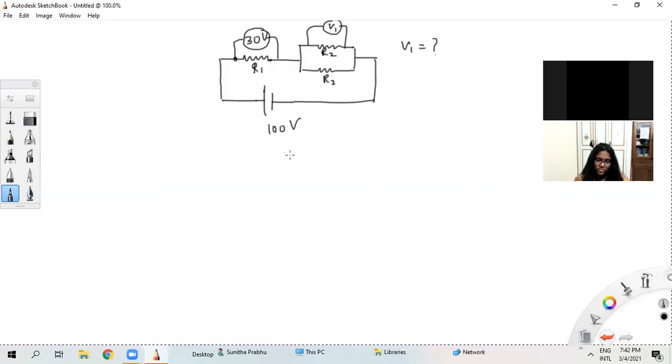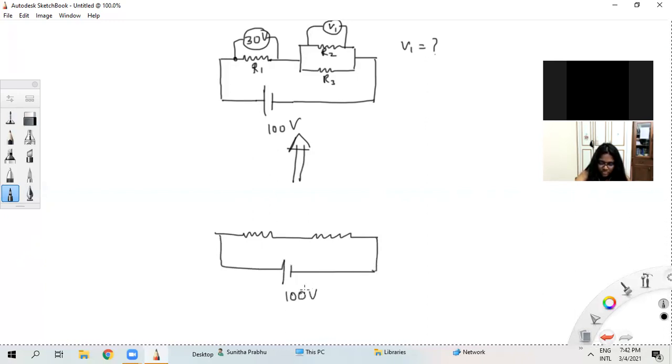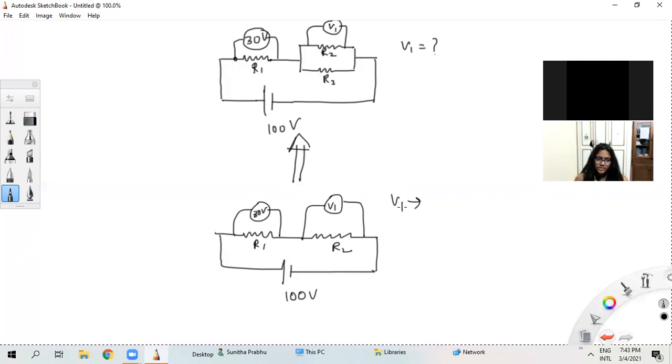I'll ask you a different question, okay? It will lead you to this one. Supposing this is 100 volt, and this fellow is R1, this fellow is R2. If I say 30 volts is the potential drop across R1, and I ask you what is the potential drop across R2, V1, what will you say? If R1 and R2 have the same resistance, then V1 will also be 30 volts. But R1 and R2 are not the same.